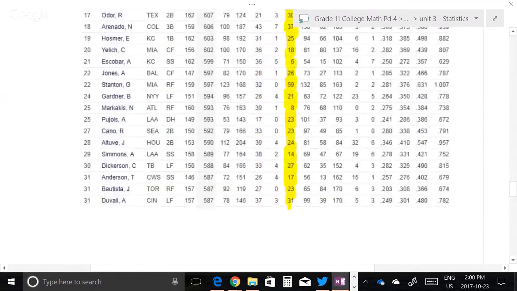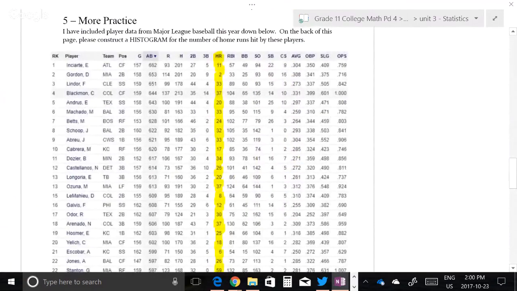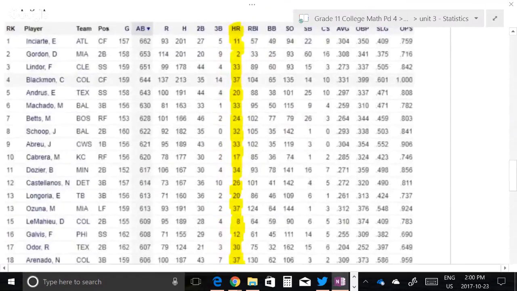So here's what I want you to do. You don't have to use all the data. You may want to use a ruler and highlight it. We're just going to talk home runs.